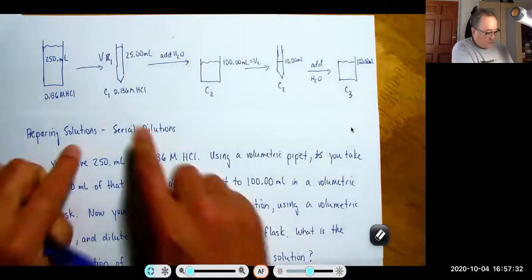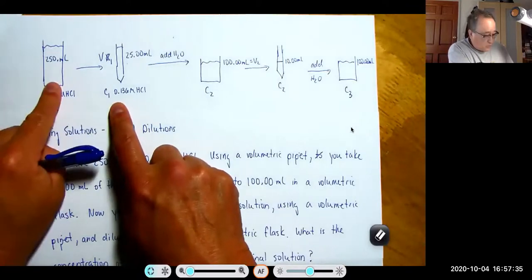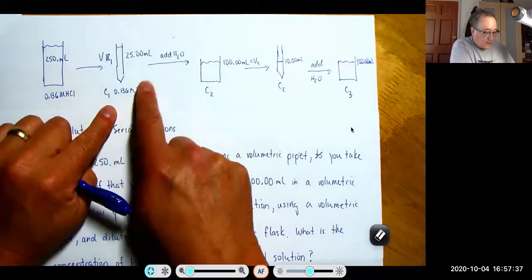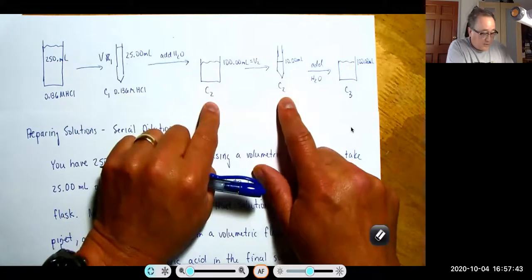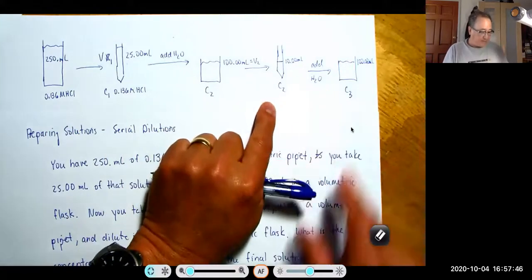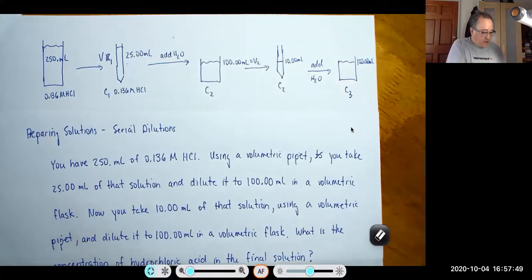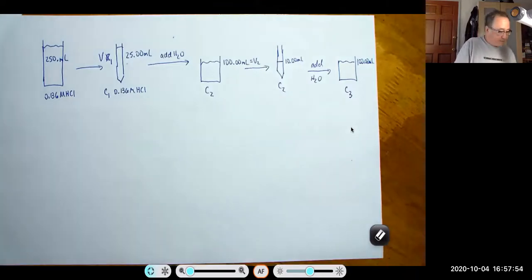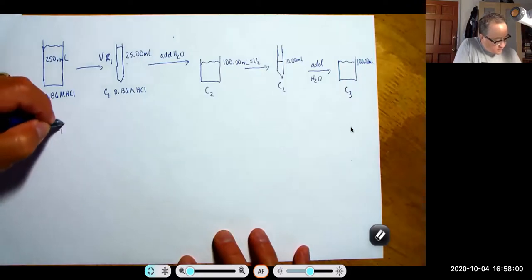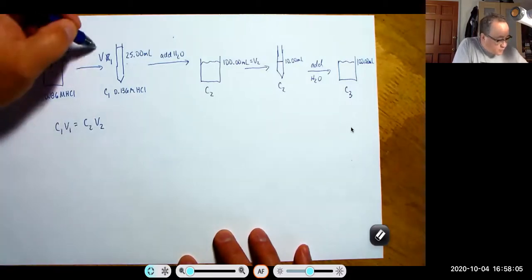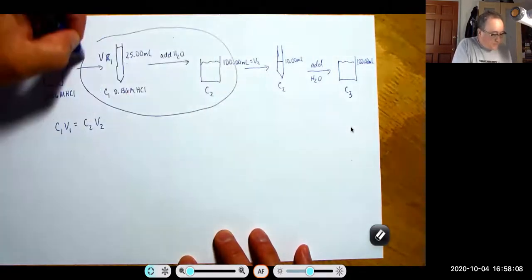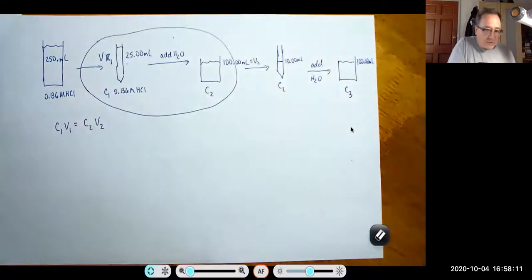So we've got C1, where we have the original solution. We took a little bit of it, diluted it, and we got C2. We took a little bit of this solution because it's still too concentrated, diluted it, and made C3. What is the concentration of the hydrochloric acid in the final solution? So let me show you how you go about doing that. You actually set up two problems. First, you would have C1V1 equals C2V2. And this is what we're focusing on right here, because between here and here, the number of solute particles should be the same.